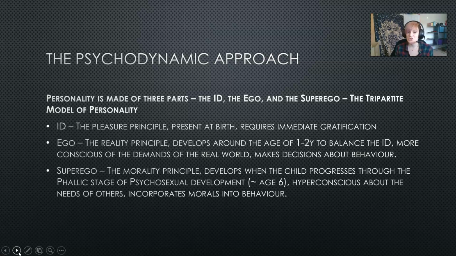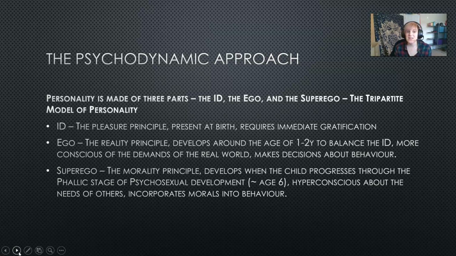Finally, we have the superego. Now, the superego is the morality principle, and this develops when the child progresses through the phallic stage of psychosexual development. Now, there will be more on that on the next slide. This occurs around the age of 6. So, the superego is where their morals are stored, and the superego is hyperconscious about the needs of others, about the demands of the real world as well, and incorporates morals into behaviour.